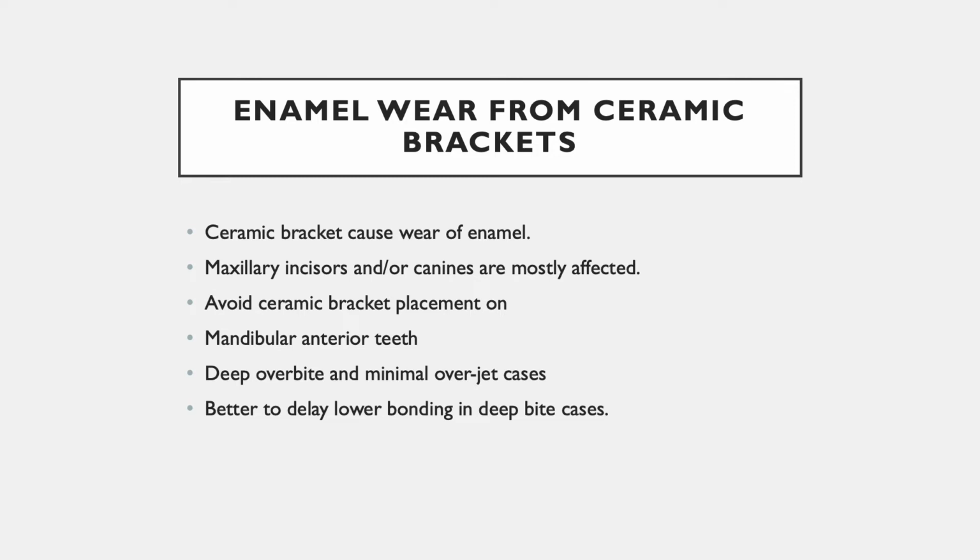Another side effect is the enamel wear from the ceramic braces. Ceramic braces cause wear of the enamel, especially the maxillary incisors and canines are mostly affected. Avoid ceramic bracket placement in the mandibular anterior teeth in case of deep bite and minimal overjet. If we have to put lower braces made of ceramic, we advise to correct the deep bite and then we do the lower bonding with ceramic braces.